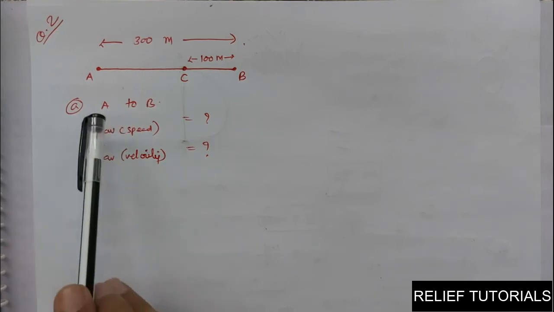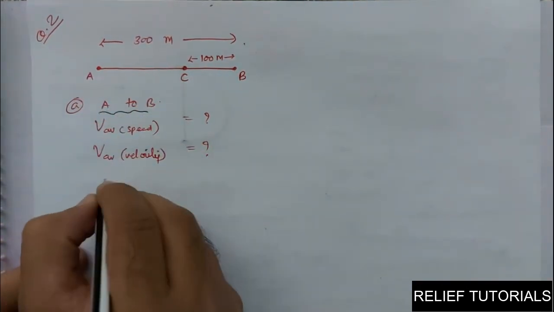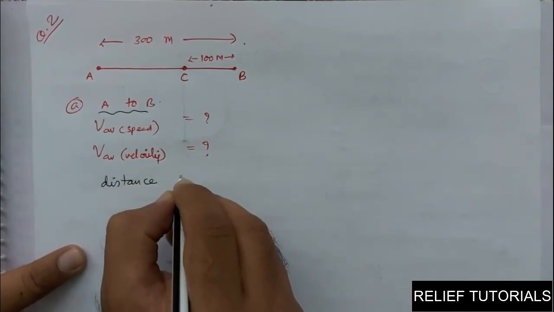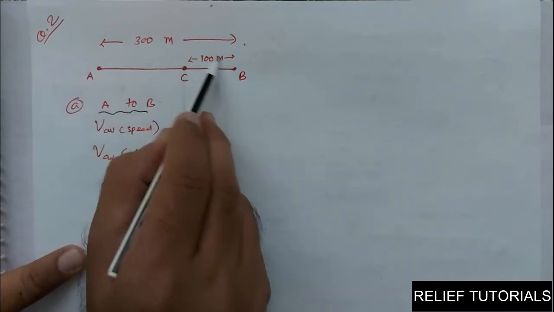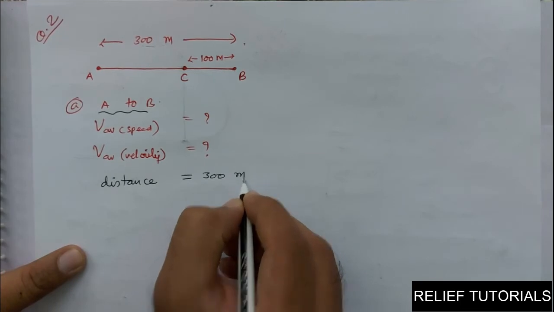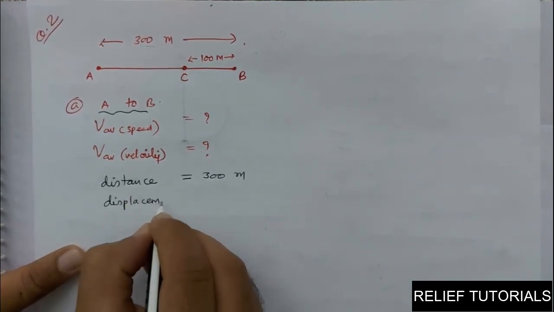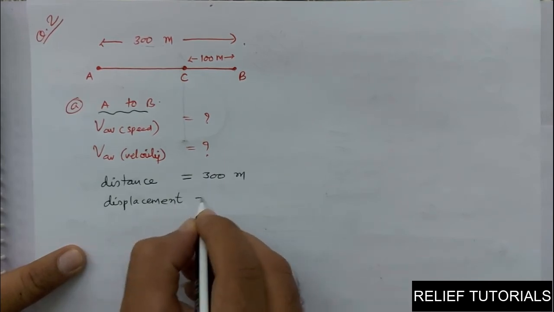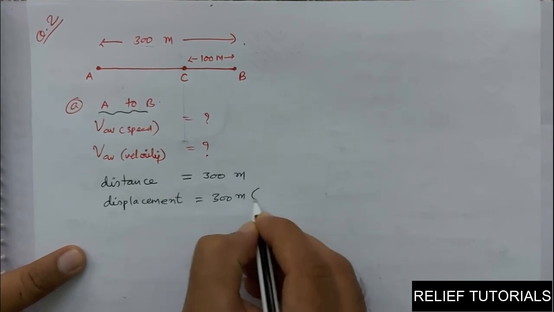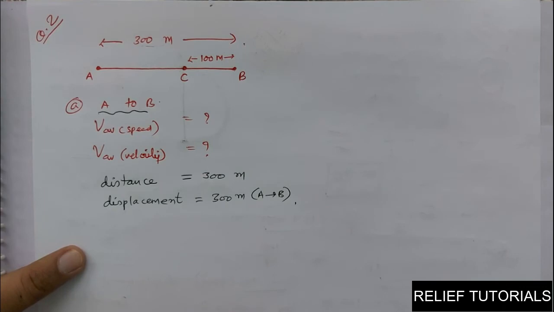So when you go from A to B, just the first case, A to B, first of all tell me, what is distance traveled? From A to B, the distance is given as 300 meter. So distance is 300 meter. What is displacement in A to B? Because the path is straight, the displacement also will be 300 meter from A to B. Just I am mentioning the direction.